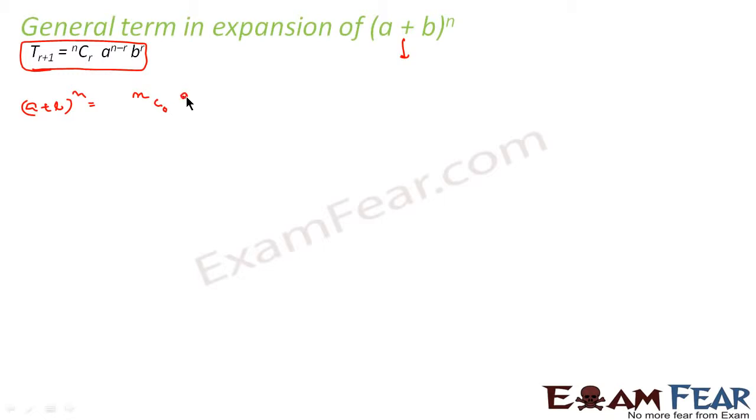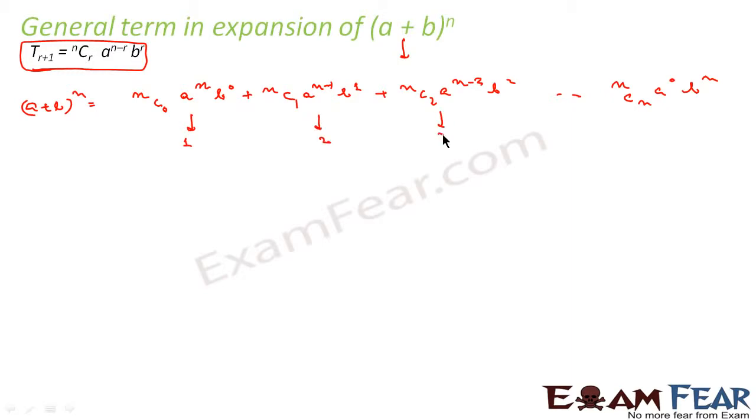nC0 a^n b^0 plus nC1 a^(n-1) b^1 plus nC2 a^(n-2) b^2 dot dot dot nCn a^0 b^n. This is the formula we have already studied. So we know this is the first term, this is the second term, this is the third term, and this is the (n+1)th term because there are n+1 terms in the series.